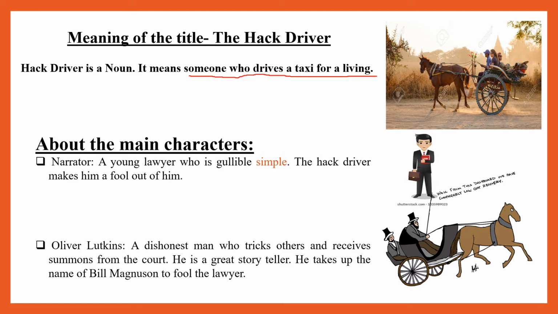There are two main characters. Let's have a look at the main characters. The first is the narrator. Our narrator and main character is a young lawyer who is gullible. Gullible means simple or innocent. The hack driver makes a fool out of him. Second main character, Oliver Lutkins, a dishonest man who tricks others and receives summons from the court. He is a great storyteller. He takes up the name of Bill Magnuson to fool the lawyer. So this was about the meaning of the title as well as the introduction of the two main characters.